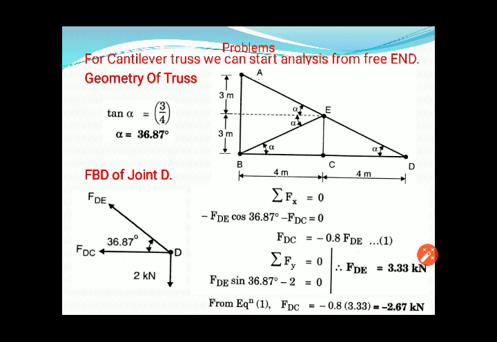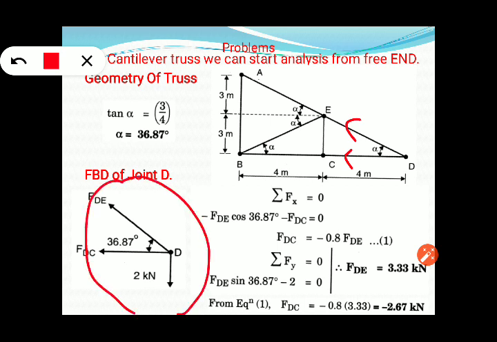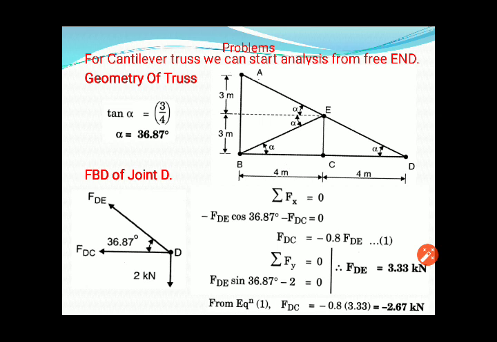So consider all the forces in the members as tensile forces. So show the arrows away from the joint, away from the joint. So it is shown over here. It's the free body diagram. Use equations of equilibrium. Summation Fx equals 0 for joint D. So summation Fx equals 0: minus FDC minus FDE cos 36.87 equals 0. So here you get the value of FDC equals 0.8 FDE.